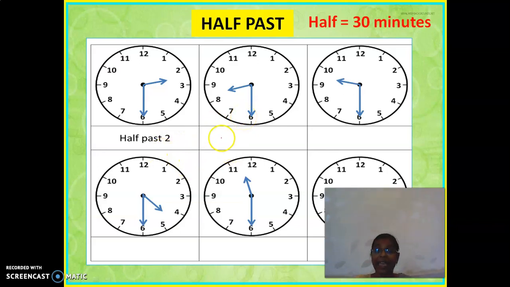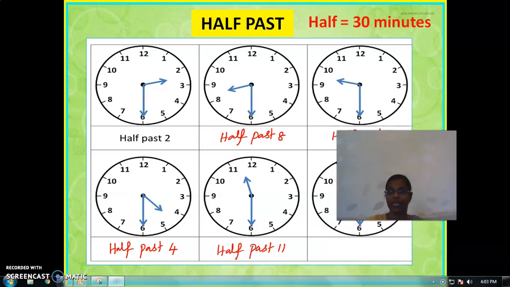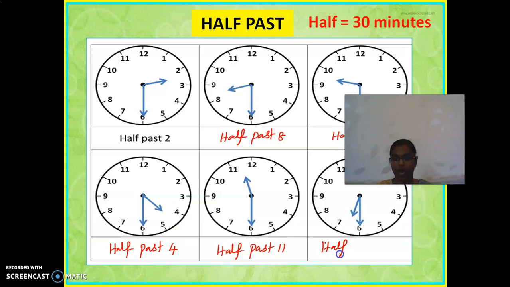Half past 8. The next one, half past 9. And here the number is between 4 and 5, then we have to take it as 4. So half past 4. So half past 11. The next one, half past 6. So half past is nothing but 30 minutes.